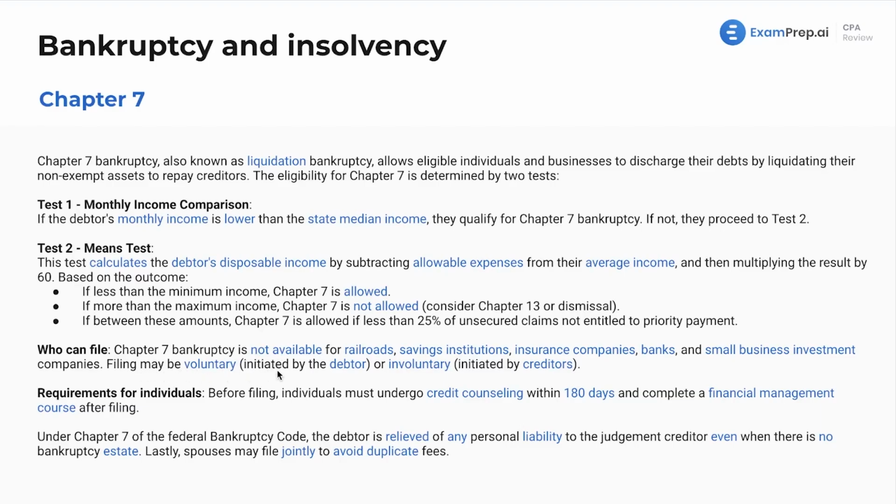Filing may be voluntary, initiated by the debtor, or involuntary, initiated by the creditors. We'll obviously dive into that a lot more later on as well. Requirements for individuals: before filing, individuals must undergo credit counseling within 180 days and complete a financial management course after filing. That is keeping you in check, making sure you're learning from this so that you hopefully don't come back to this process. Now, under Chapter 7 of the Federal Bankruptcy Code, the debtor is going to be relieved of any personal liability to the judgment creditor, even when there is no bankruptcy estate. Lastly, spouses may file jointly to avoid duplicate fees.